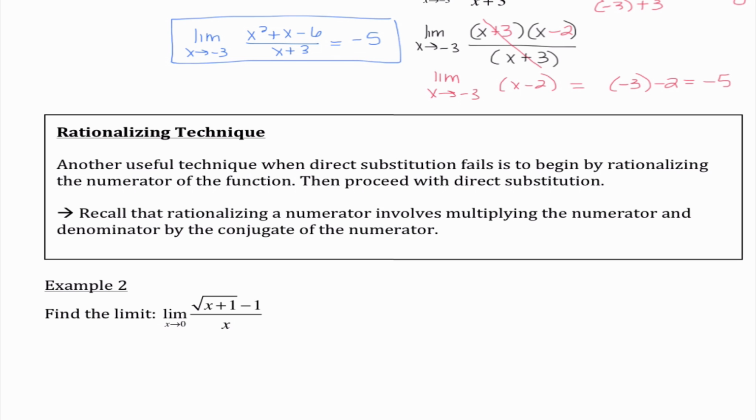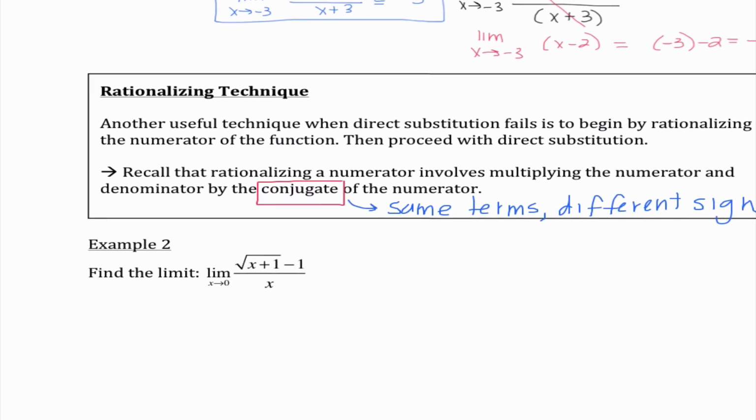Another useful technique is what we call our rationalizing technique. This is when we are rationalizing the numerator of the function. We're really used to rationalizing a denominator, so this is kind of strange that we're going to rationalize the numerator. But I just want to remind us that it involves multiplying the numerator and the denominator by the conjugate of the numerator. And the conjugate means that we have the same terms and a different sign.